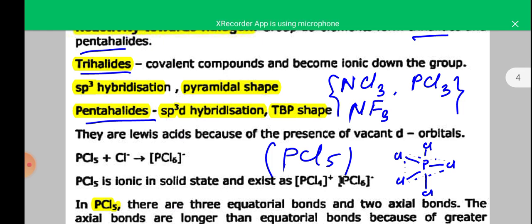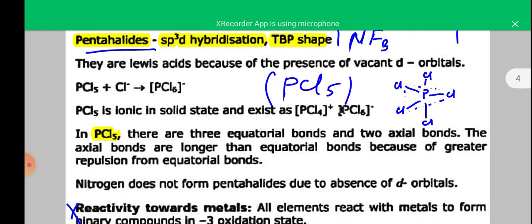In trihalides, the hybridization of the central element is sp3, and the shape is pyramidal. In pentahalides like PCl5, the hybridization is sp3d, and the shape of this pentahalide is TBP, trigonal bipyramidal.